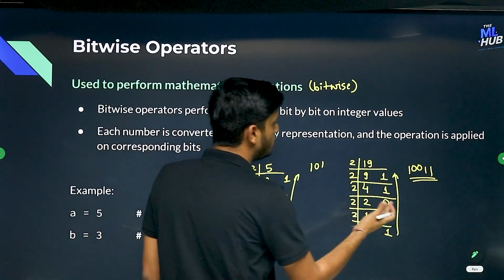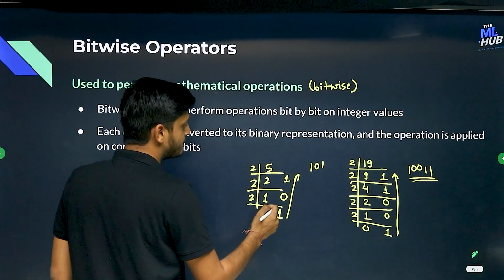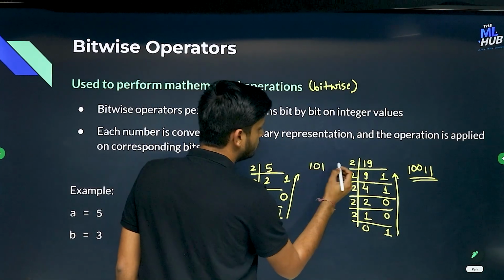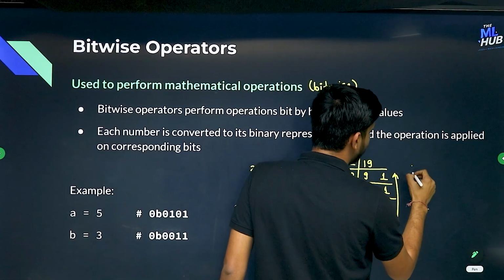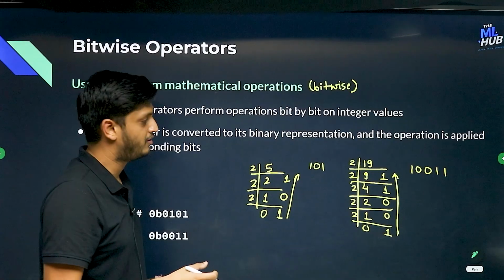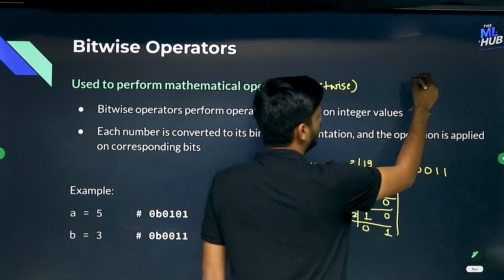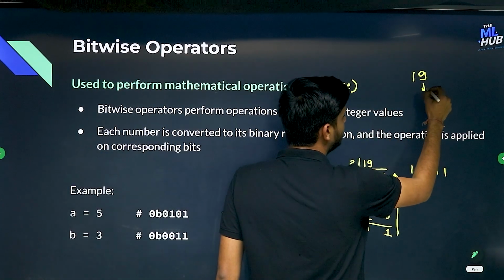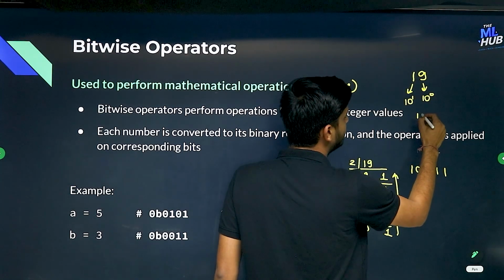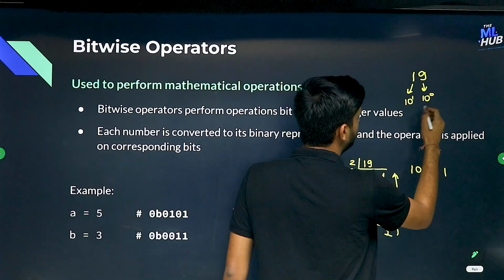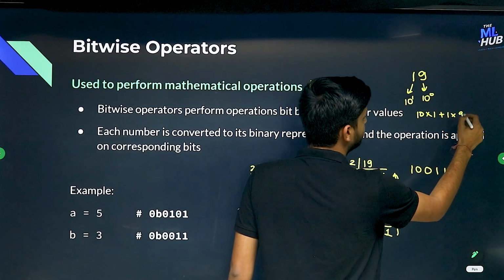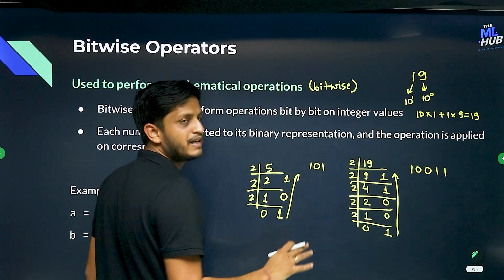Okay, and how do you convert a binary number back to its decimal form? So actually every bit represents a power of 2. For example, in decimal numbers, every digit represents a power of 10. Like what is 19? So 9 is at 10 to the power 0, and 1 is at 10 to the power 1. So 19 is nothing but 10 into 1, plus 10 to the power 0, which is 1 into 9, which is 19. Right? Same happens with binary as well.